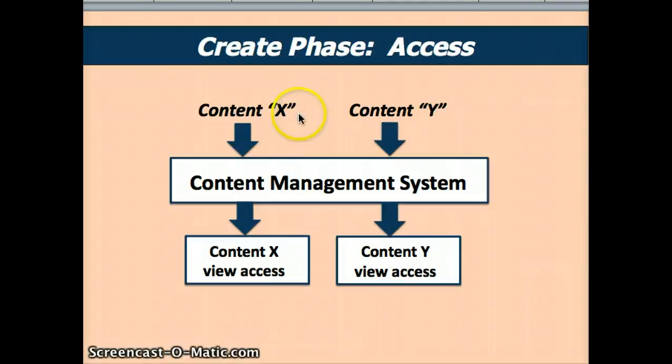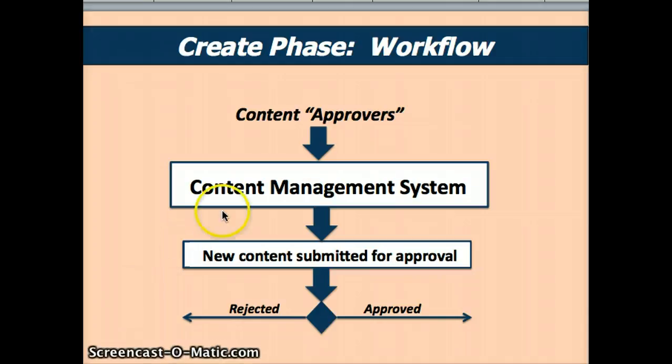So basically, to assign access, you can do that through your content management system. So for example, content X gets uploaded to the CMS, and then at that point filters can be applied, so only the right people can see that content, and it flows appropriately. There should also be approvers. You can do this as well through your content management system. So when new content gets submitted, the approver either rejects it or approves it.